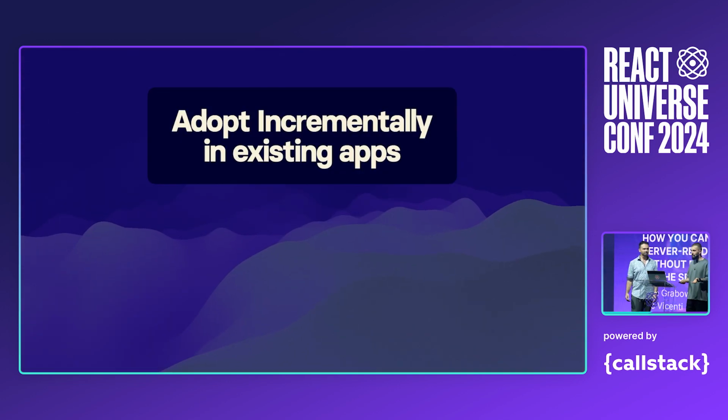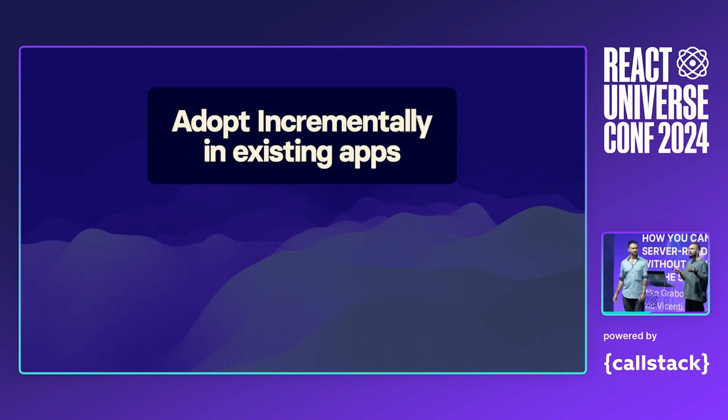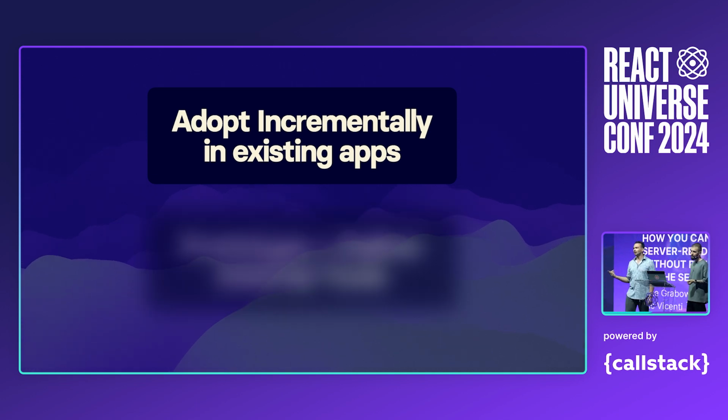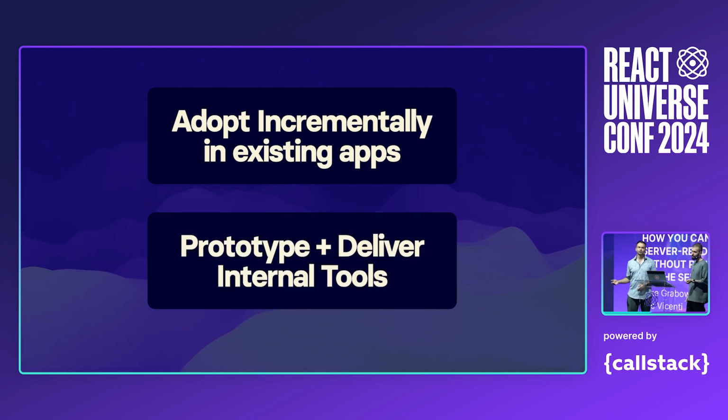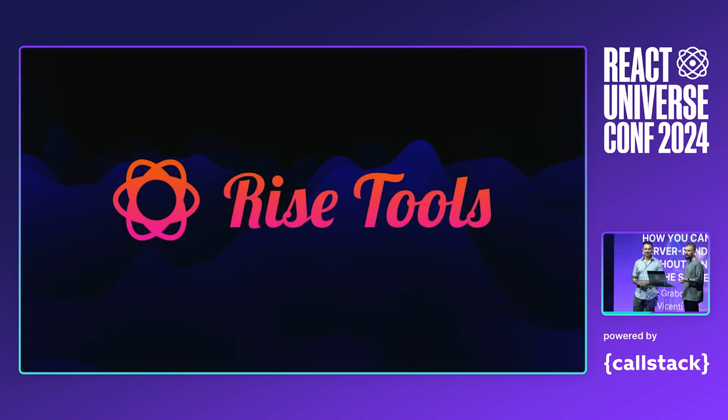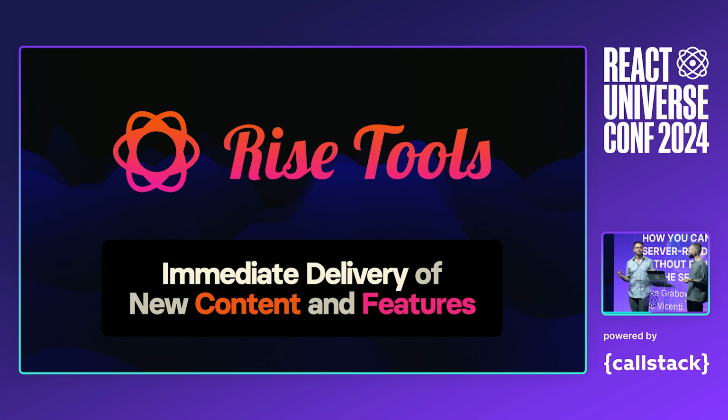Yeah, so now we have it both ways. You can incrementally adopt server-defined rendering with Rise in your existing application. And you can use the Playground app to prototype new features and deliver internal tools for your team. And that was our quick introduction to Rise Tools. It allows you to rapidly iterate on your app and immediately deliver new content and features.